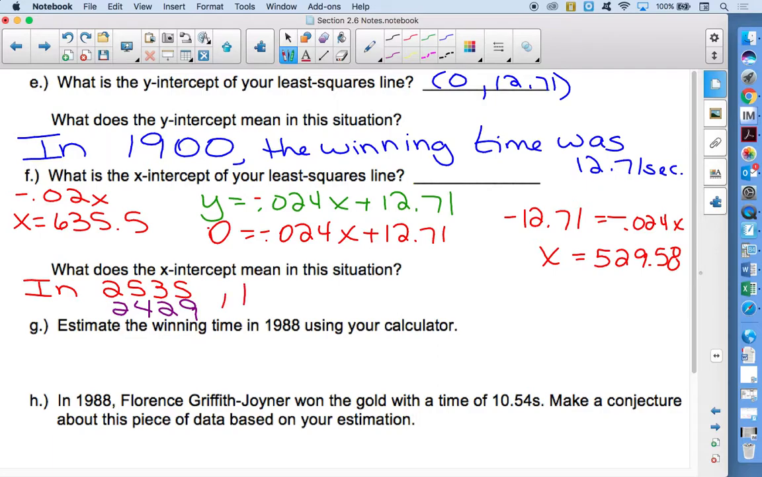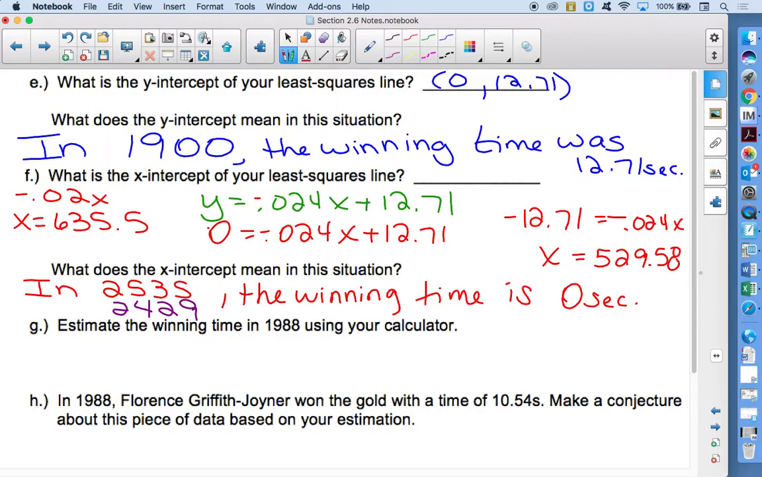So in that year, the winning time is what? 0. Which, I mean, could happen. We don't know what's going to happen that long from now, in 600 years. So maybe. So technically, the winning time is 0 seconds, either in 2535 or 2429, just depending on the numbers you use there.